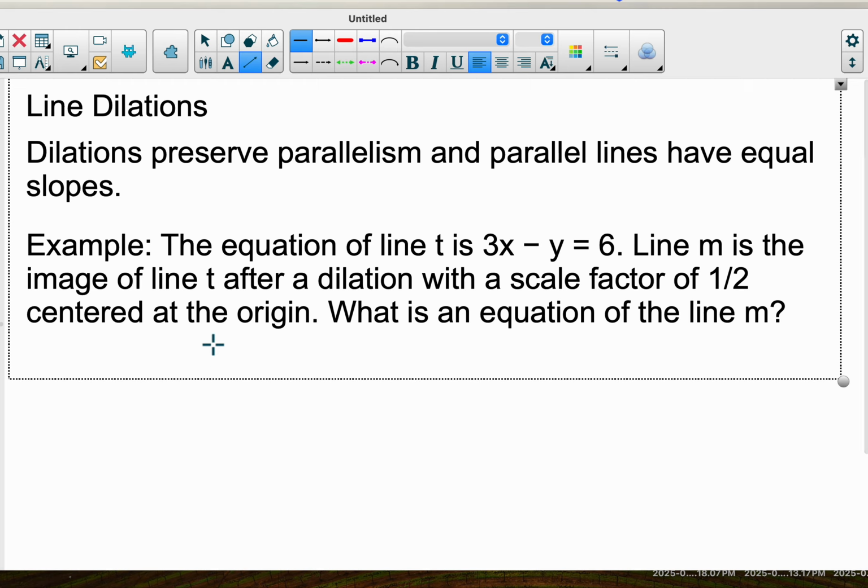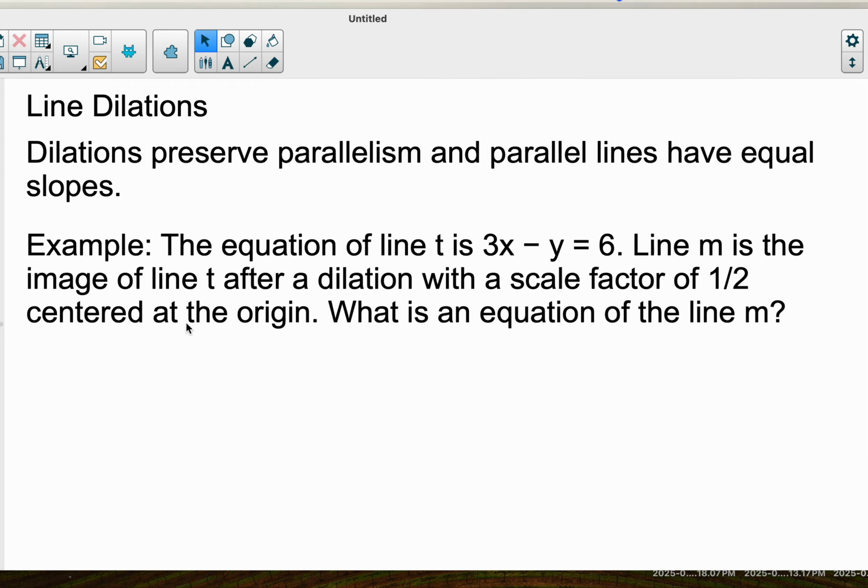The last thing we're going to talk about in this video is line dilations. So, dilating line equations. Dilations preserve parallelism, and parallel lines have equal slopes. So if we take a look at the example that I have underneath, it gives us the equation of a line T, and it tells us that line M is the image of line T after a dilation with a scale factor of 1/2 centered at the origin. What we need to do is write the equation of the dilated line.